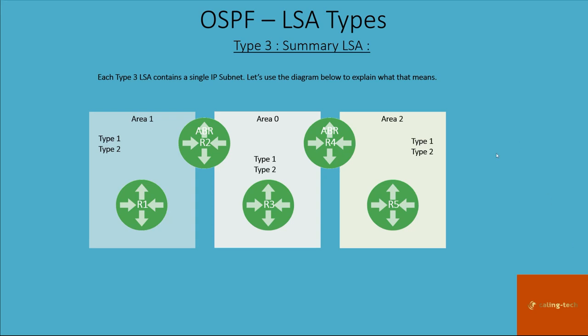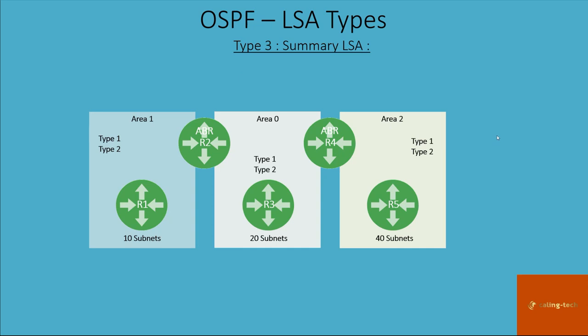Let's say, for example, that area 1 has 10 subnets, area 0 has 20, and area 2 has 40. To summarize the type 1 and type 2s, R2 ABR would actually send 10 type 3s into area 0 to cover the 10 subnets, because each type 3 LSA only contains a single IP subnet. Likewise, because we summarized the type 3s as well from area 0, router 4 ABR will actually summarize and send 30 type 3s to account for the type 1 and type 2s and the type 3s in area 0 into area 2.